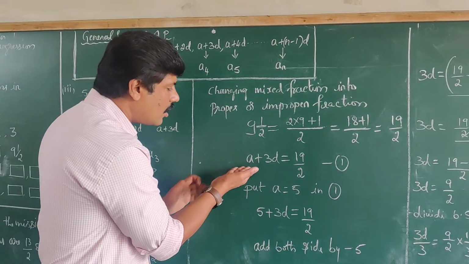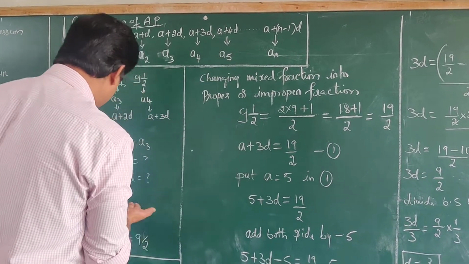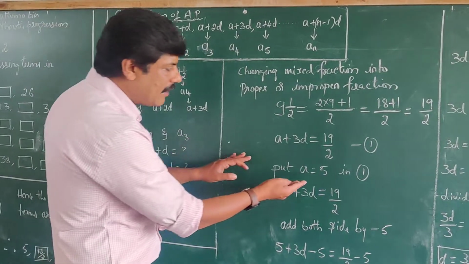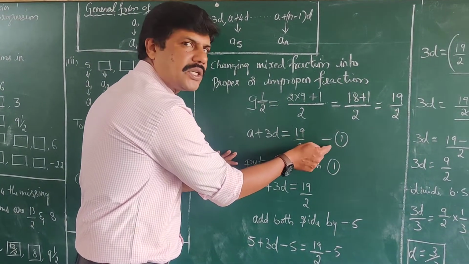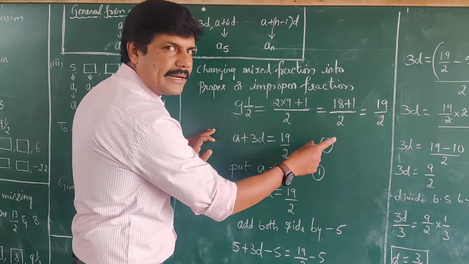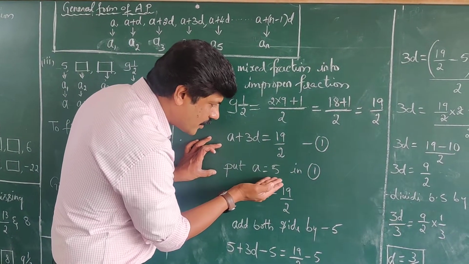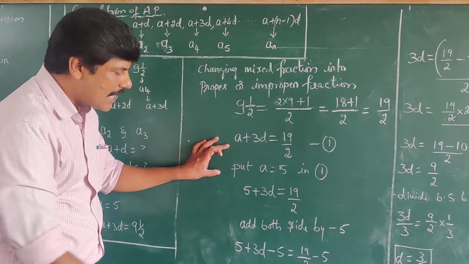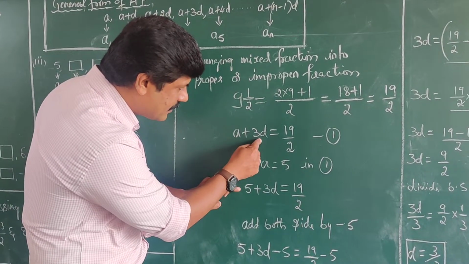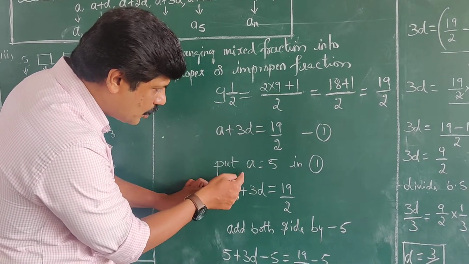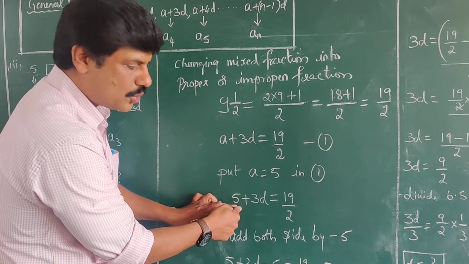Now we have the value of A, which is 5, already given here. This value of 5 I will substitute into equation 1. This equation I will call equation 1 and substitute A equals 5 in it. As you can see, A plus 3D is equal to 19 by 2, and I have substituted 5 in place of A.